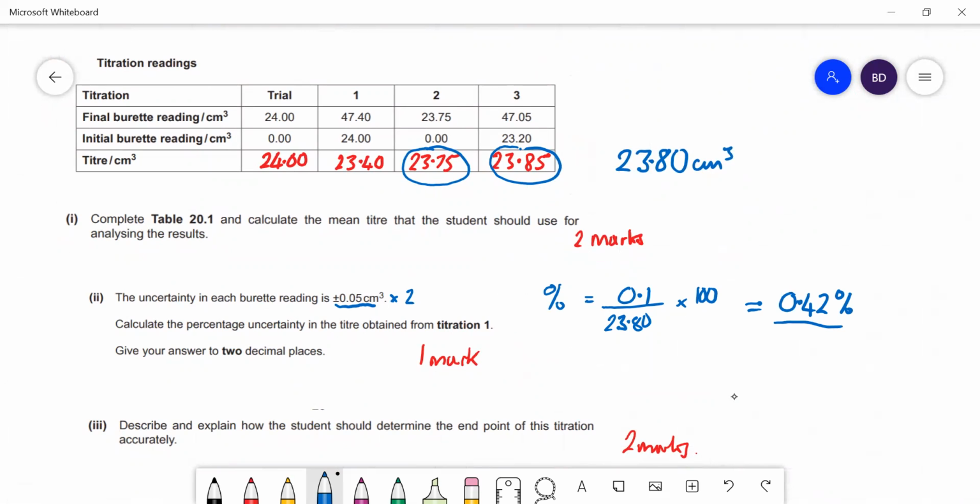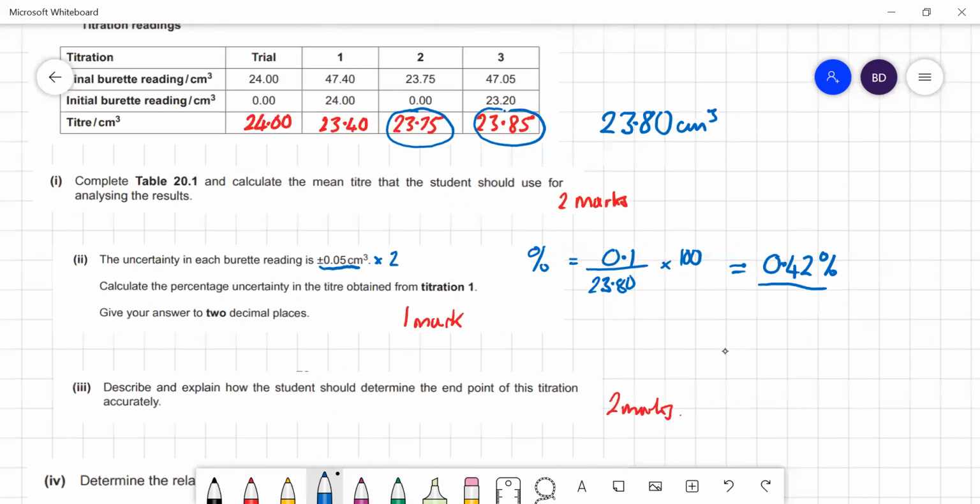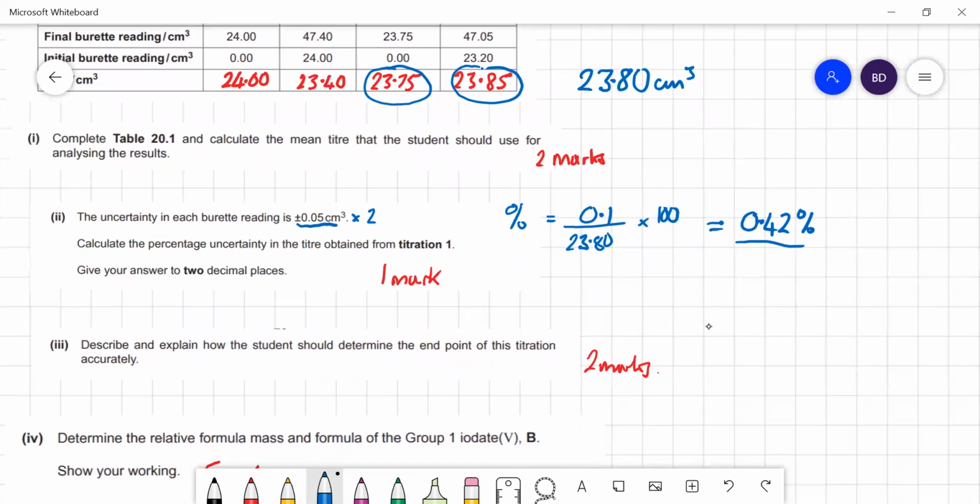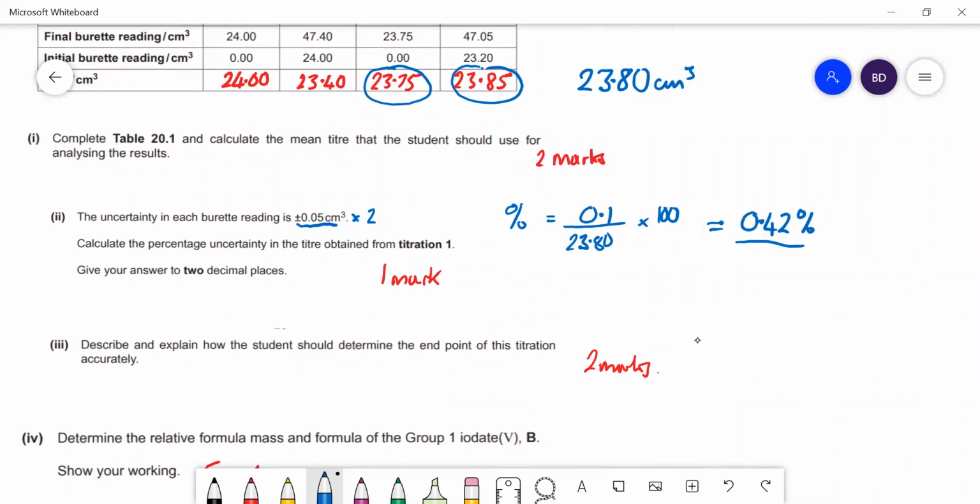Now, how should this student determine the endpoint of this titration accurately? Okay, well, what we have got in the flask is iodine, which is a sort of orangey color. As you run in the thiosulfate, that's going to get paler. The orangey color is going to get paler and paler and paler. Just before it disappears, to visualize it better, what we do is we add starch. So you're going to say add starch when you're getting pretty close to the endpoint, when the color's gone very pale, and it will go blue-black.